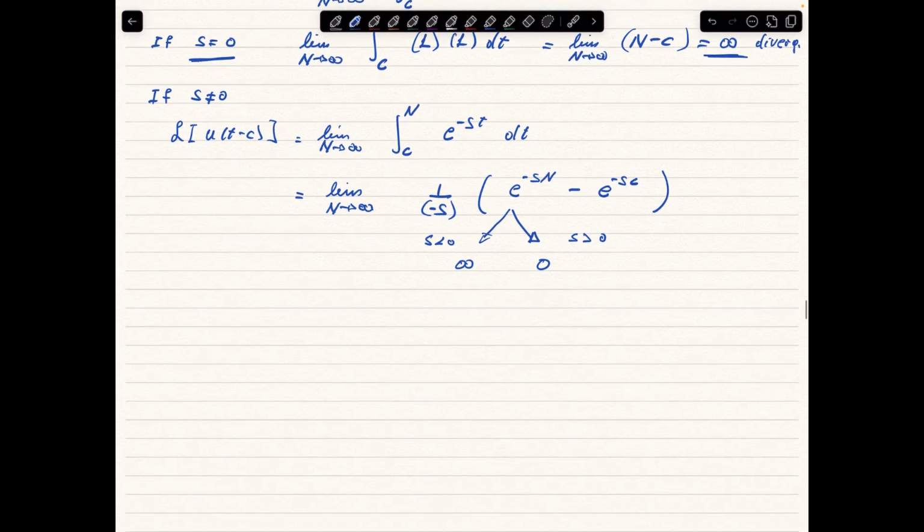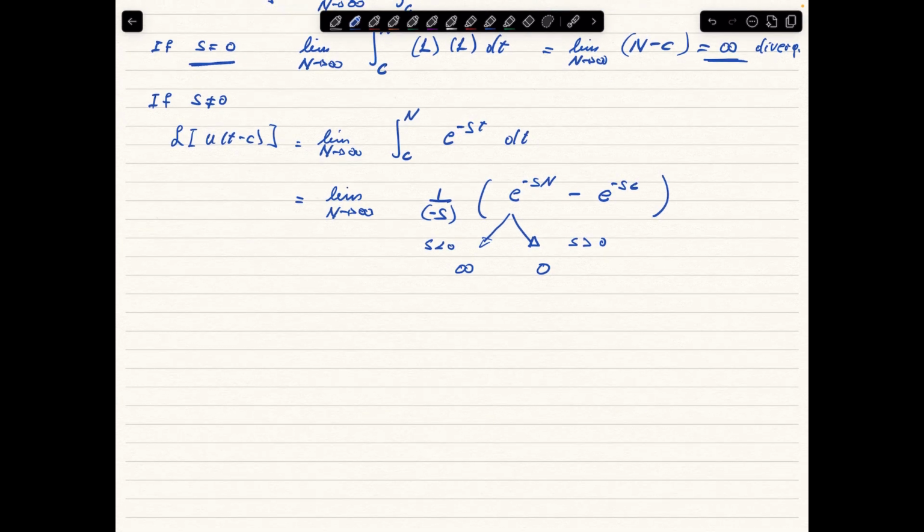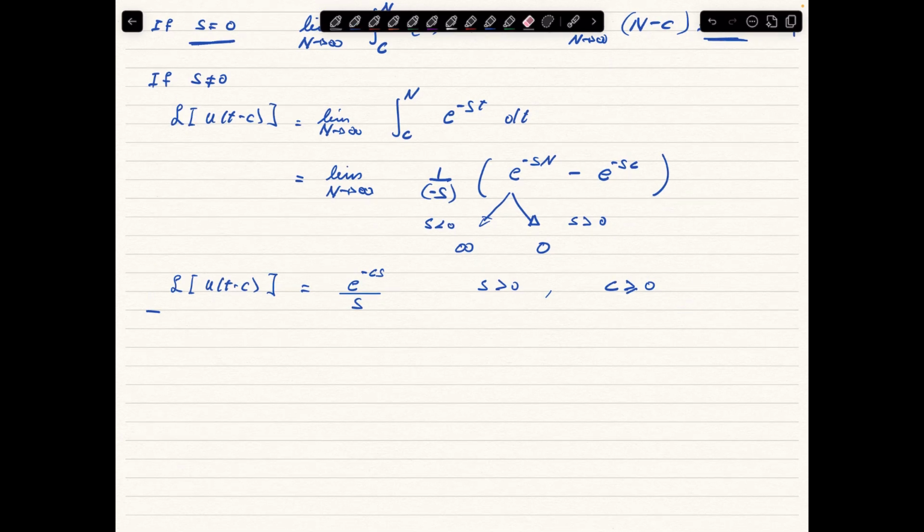And if s is positive, then we have this negative sign here that makes the limit 0. So what we end up with is that the Laplace transform of u t minus c is equal to this factor times this factor. This negative sign and this negative sign are going to cancel out, so we have a positive exponential negative cs over s. But this is only for s bigger than 0, and recall we are in the case c non-negative, which is what the theorem says.